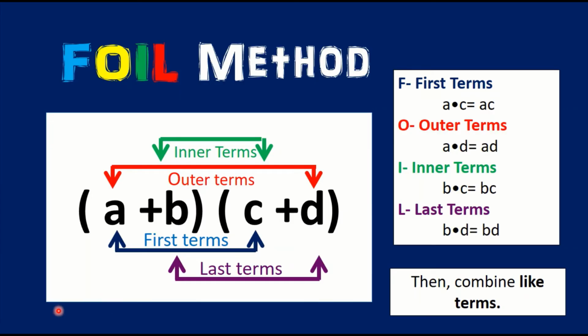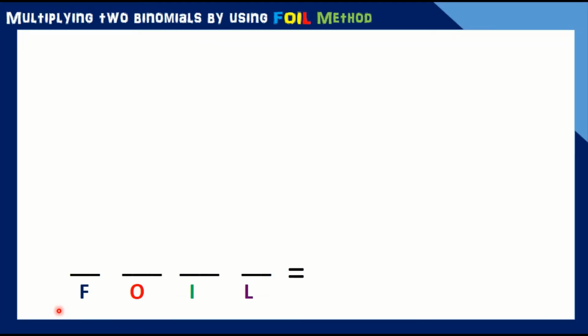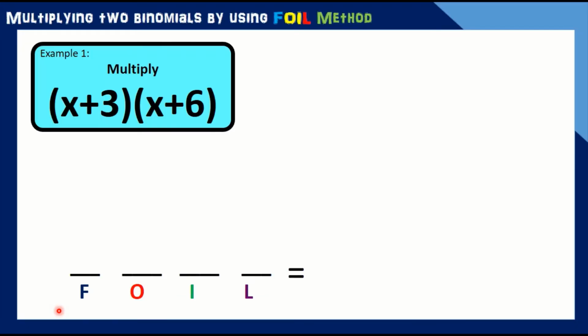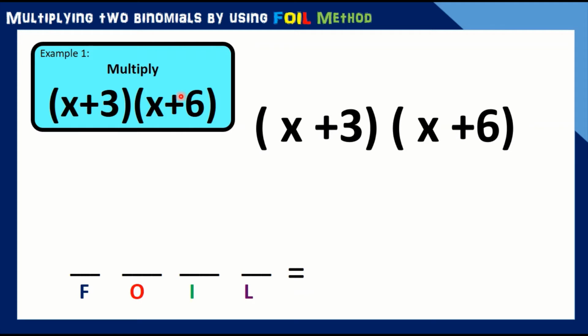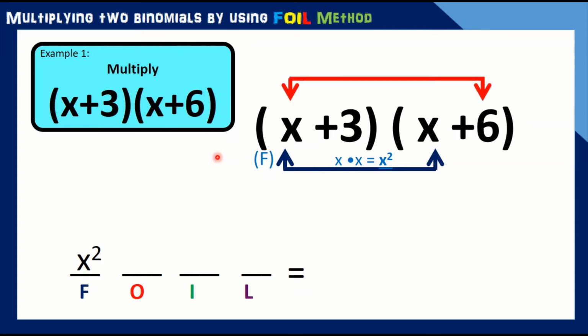To understand more about this, let us have example number 1. Multiply the quantity x plus 3 times the quantity x plus 6. From this, identify the first terms. In here, the first terms are x and x. Multiply, and you will obtain x squared. Next, multiply the outer terms.